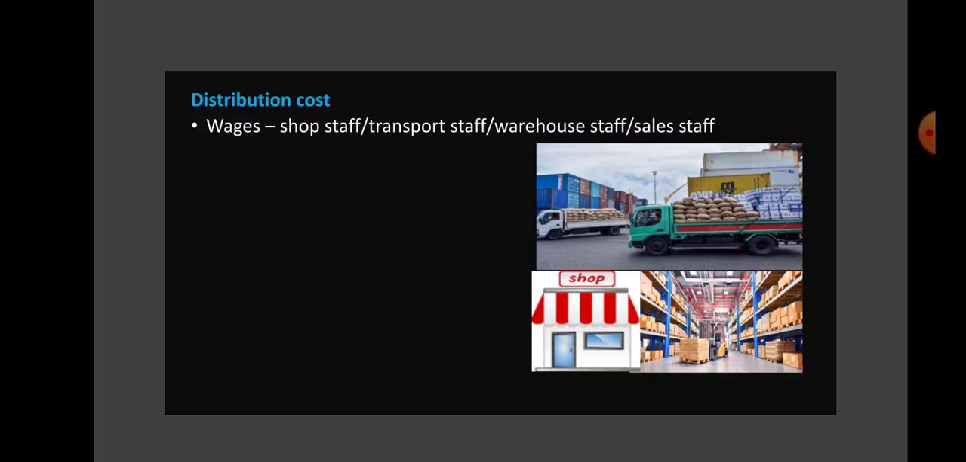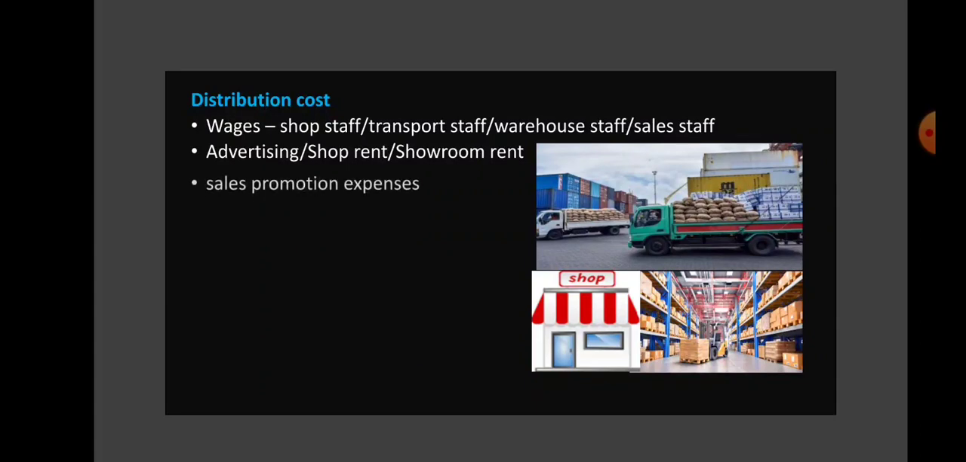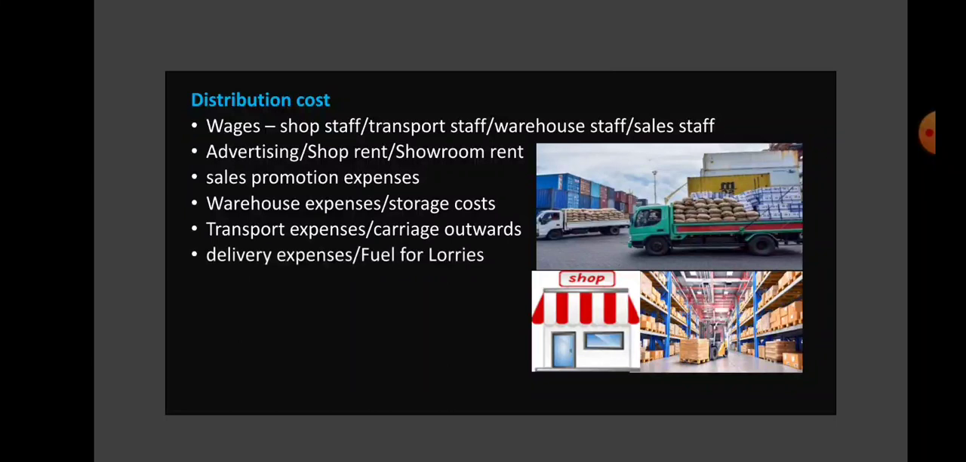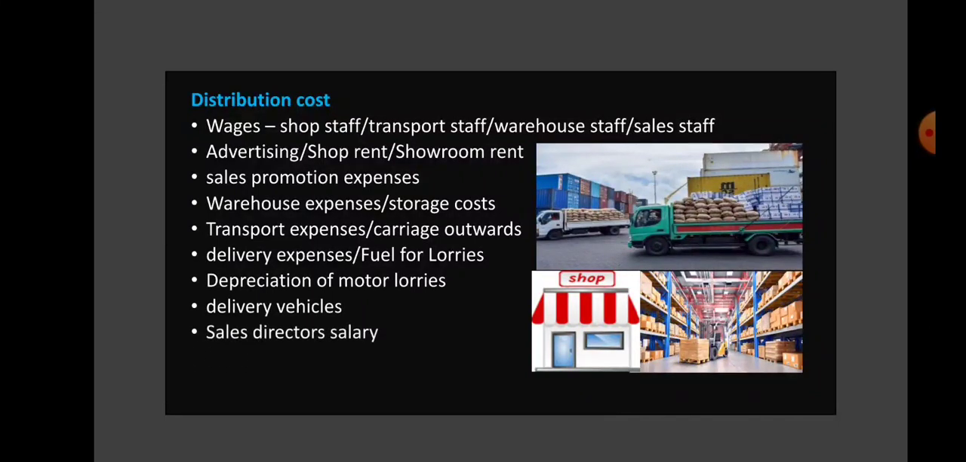So like that, even if you do not know what type of expense it is, you need to identify the nature of the expense. Accordingly, you need to classify. Some of the examples we can see here are wages of shop staff, transport staff, warehouse staff, sales staff, advertising, shop rent and showroom rent, then sales promotion expenses, warehouse expenses, transportation expenses, delivery expenses, fuel for lorries, and if you have depreciation on any transport vehicles, then sales director salary, marketing director salary, etc.